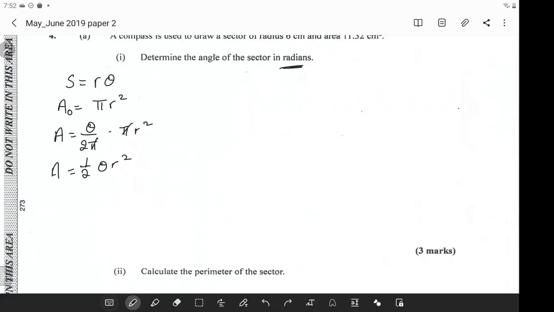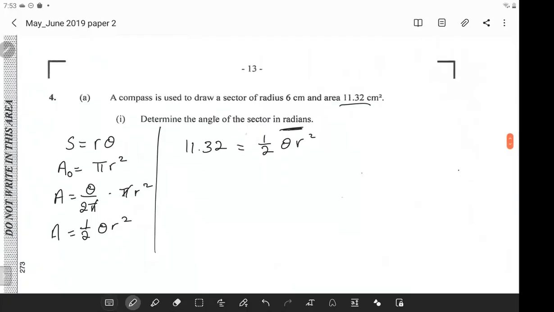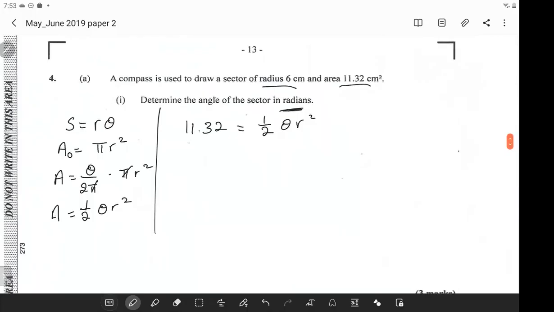So determine the angle in radians. That is this thing here. This is already in radians. Right, so we have the area being 11.32 cm squared. We don't need to put that right now. That is equal to a half theta r squared. Now we know that r is 6 centimeters. We are given that. So we have 11.32. Now we can multiply both sides by 2. So let's do that right away.